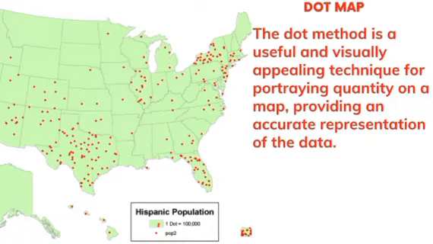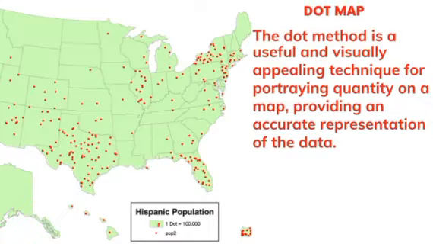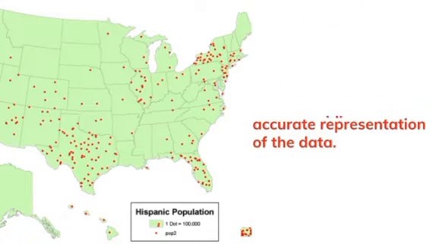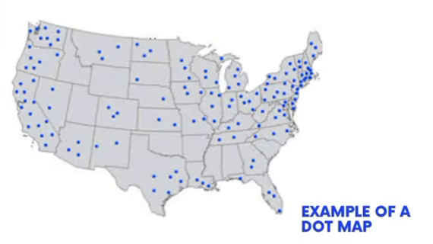A dot map is used in showing quantity over a map. As you can see, a dot represents or portrays a constant value all over the map. For example, a dot represents 1000 units of a variable, and this can be used in presenting data in the different locations on a map.